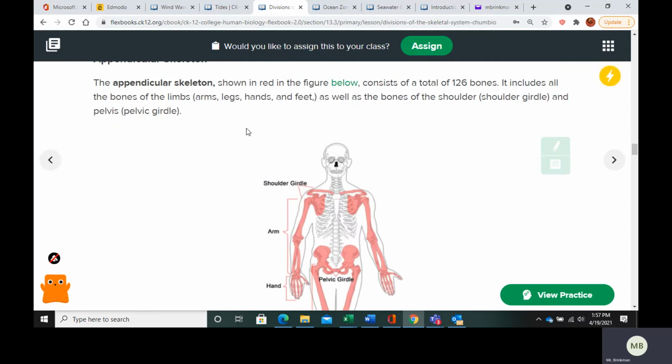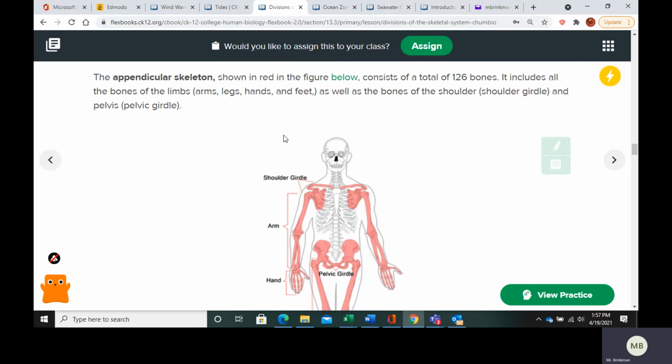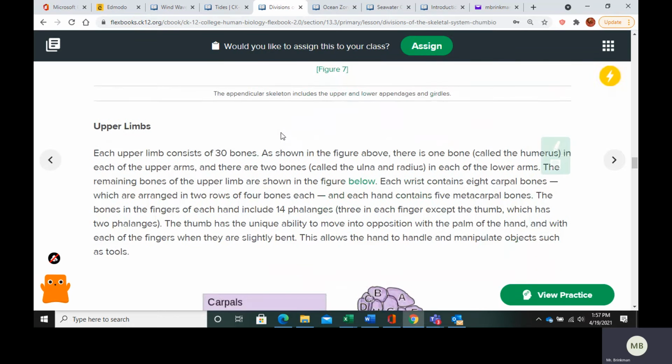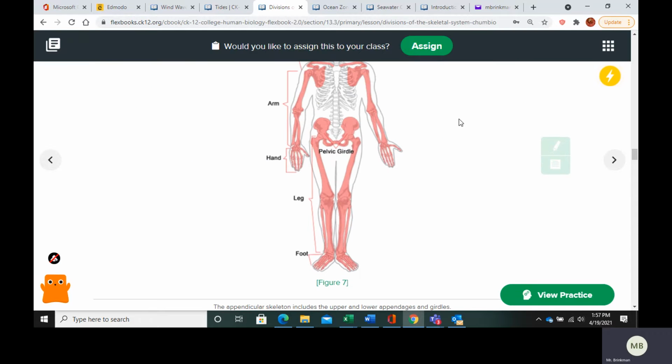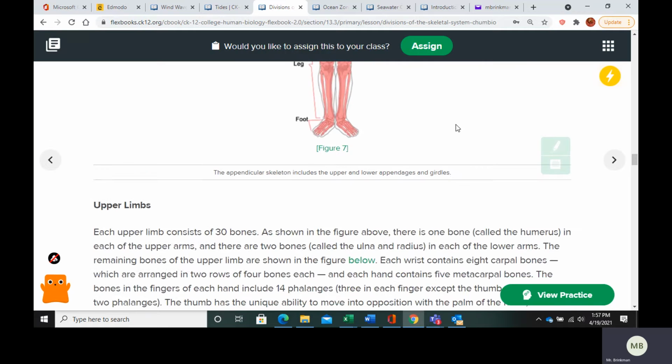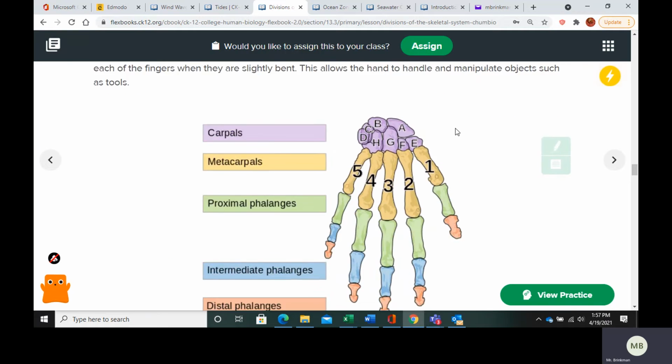The appendicular skeleton. This has 126 total bones, all of the bones of the limbs, bones of the shoulder, and bones of the pelvis. So the upper limbs, 30 bones. Does it say all of these in the diagram? Nope, it doesn't say in that diagram.